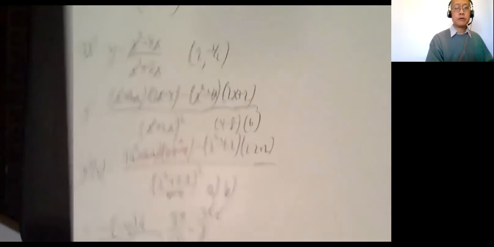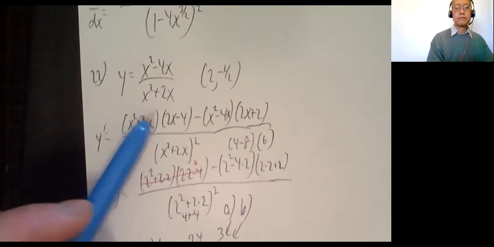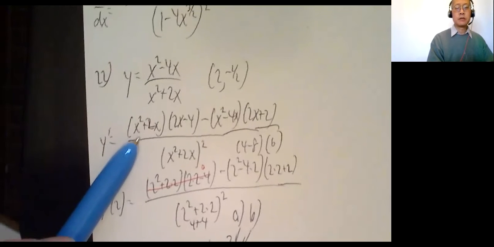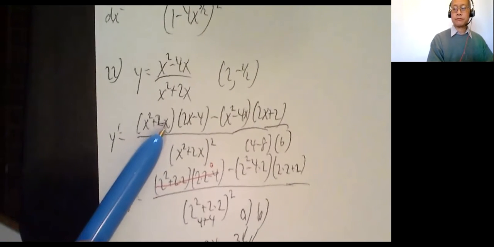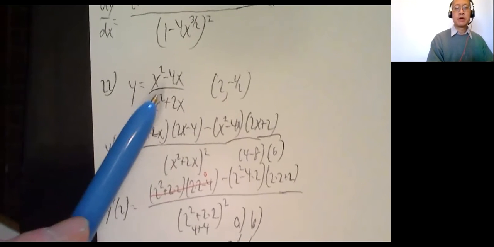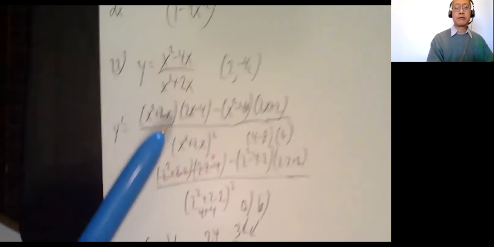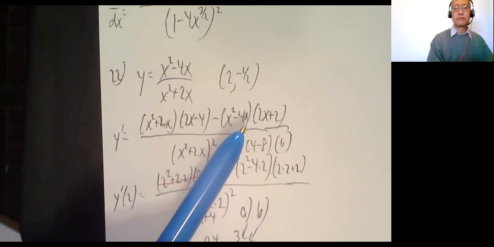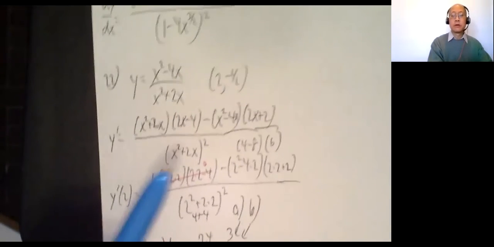All right, so quotient rule. Copy the bottom, multiply by the derivative of the top. So x squared plus 2x, derivative of the top is 2x minus 4. Minus the other way around. Top, x squared minus 4x, times the derivative of the bottom, 2x plus 2, all over x squared plus 2x squared.